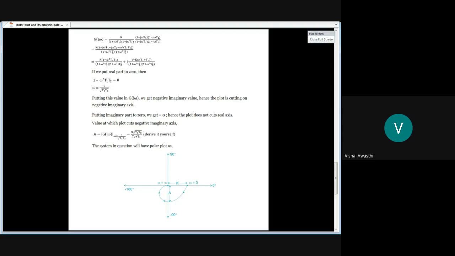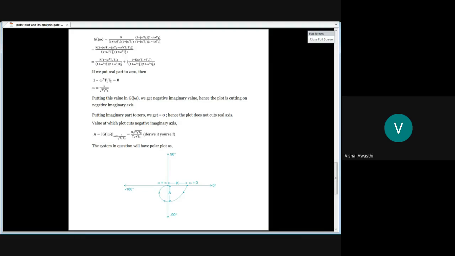As such, in this case, your omega square is coming as 1 upon T1 T2. It means the square quantity is positive. It means this is a valid inequality. So it is having a cutting point at the j omega axis. But if omega square is equal to any negative quantity, and this is not a valid inequality, then we have to consider that there is no cutting point in the j omega axis.